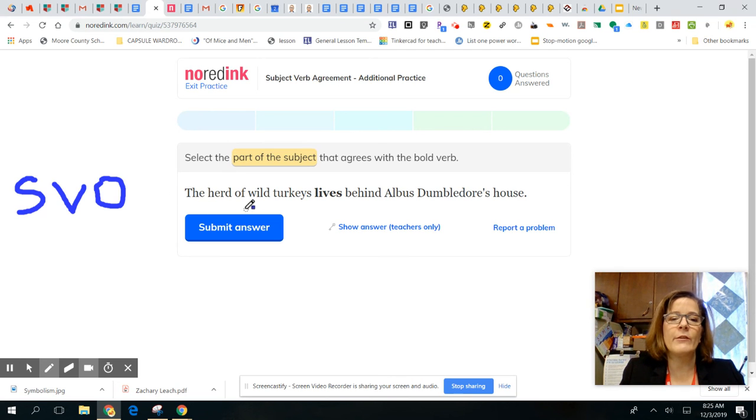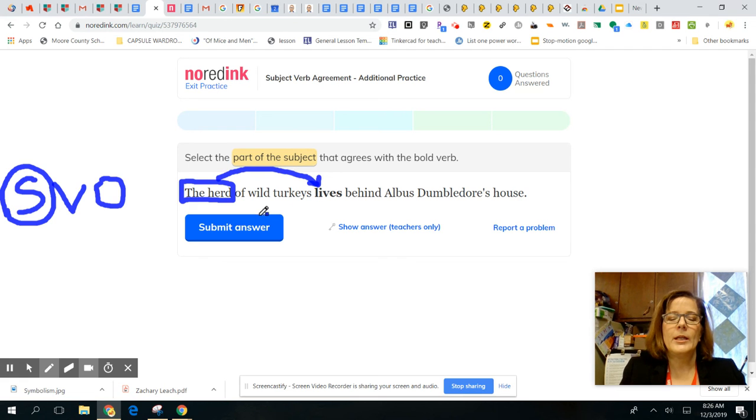In other words, you would never have, "Of wild turkeys, the herd lives behind Albus Dumbledore's house." That's true of any of the Romance languages. Your subject is 99.9% of the time the first thing in the sentence. Any kind of modifier is going to follow it. So the herd lives behind Albus Dumbledore's house.